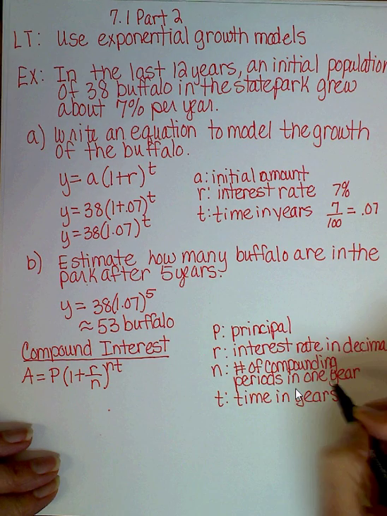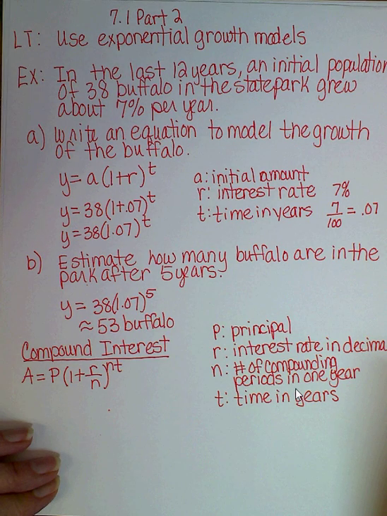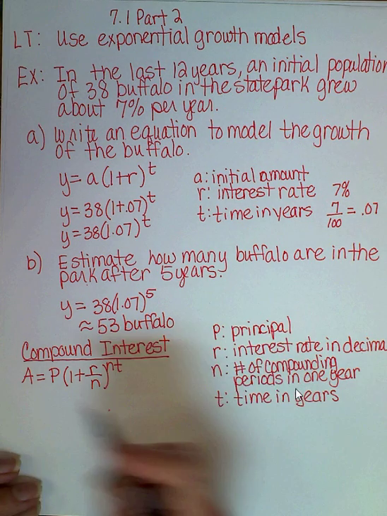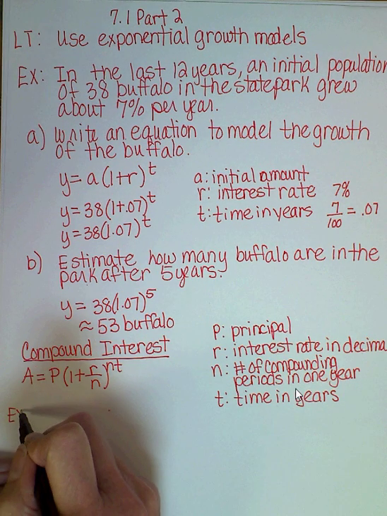So let me talk about the number of compounding periods. If they use the word monthly, then that would be 12 because there's 12 months in a year. If they use the word quarterly, that would be 4 because they break the year into 4 quarters. If they use the word semi-annually, that would be 2 compounding periods. That means twice a year. If they use the word daily compounding, then you can just use 365. Okay, so we're going to look at one more example.